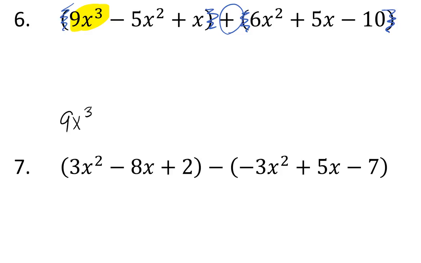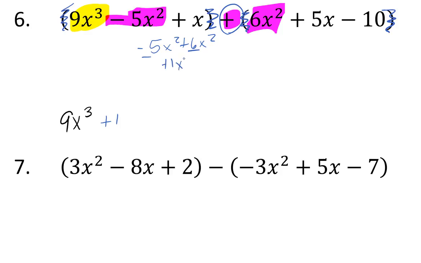9x cubed. Moving along, we see negative 5x squared, and there's another x squared. It happens to be a plus. So we're going to do negative 5x squared plus 6x squared. Negative 5 plus 6 is plus 1x squared, so we're just going to include that.